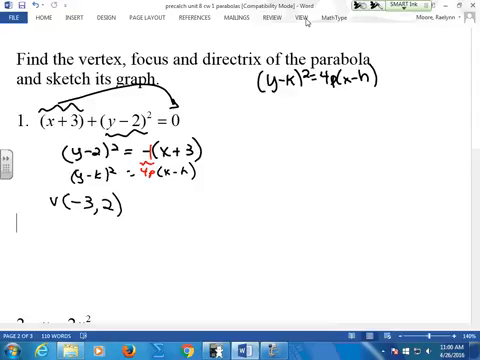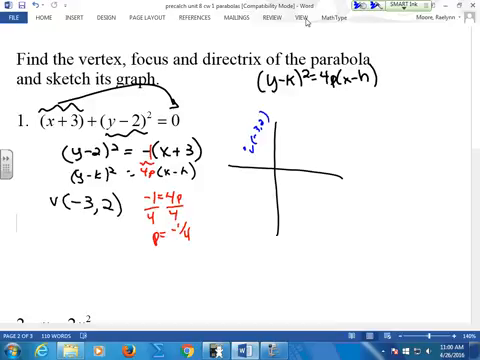So we have a vertex. Now, this is the important part right here. -1 is equal to 4p. So if I divide both sides by 4, then my p is -1/4. Now, when we go to sketch, you start with your vertex. So your vertex says -3, +2. This is my vertex.